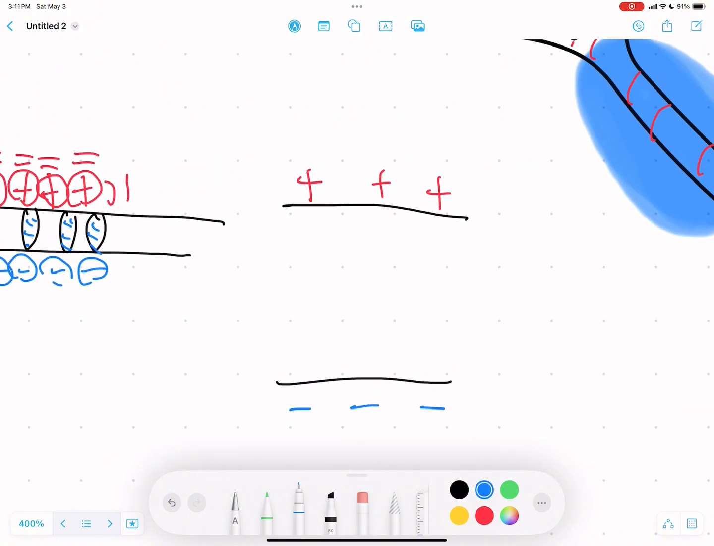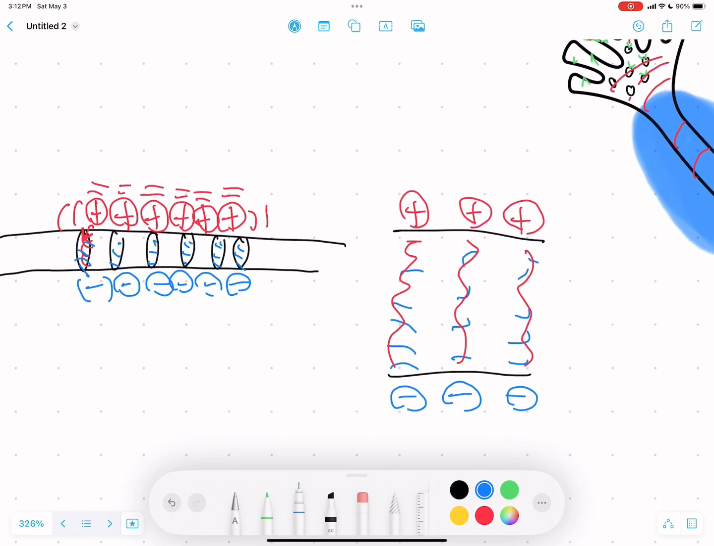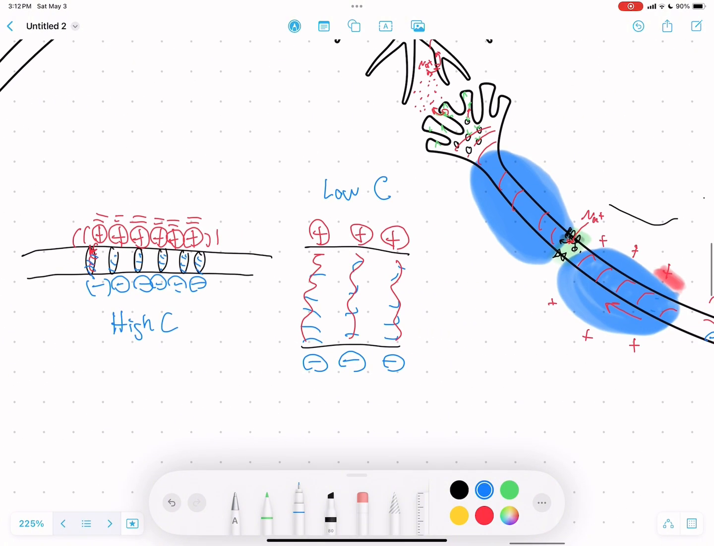But in this system, where there's not a lot of charges and there's a decent amount of space between them, these are going to be actually pulling harder on each other, because that's the main force we have in play here. These are separated far enough apart that they're pretty much just going to mind their own business, because our attraction force is a lot stronger than our repulsive force. So this is a system with high capacitance, and this is a system with low capacitance.